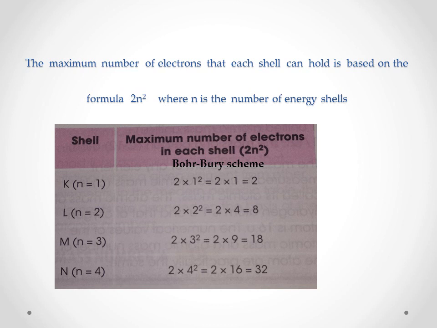Then coming to the fourth shell, which is the N shell. Since it is the fourth shell, n equal to 4, and based on the formula 2n square, its total number of electrons equal to 32. 2 into 4 square, that's equal to 2 into 16 equal to 32. So we got the maximum number of electrons that each shell can accommodate. The maximum number of electrons in K shell equal to 2, L shell equal to 8, M shell equal to 18 and N shell equal to 32.